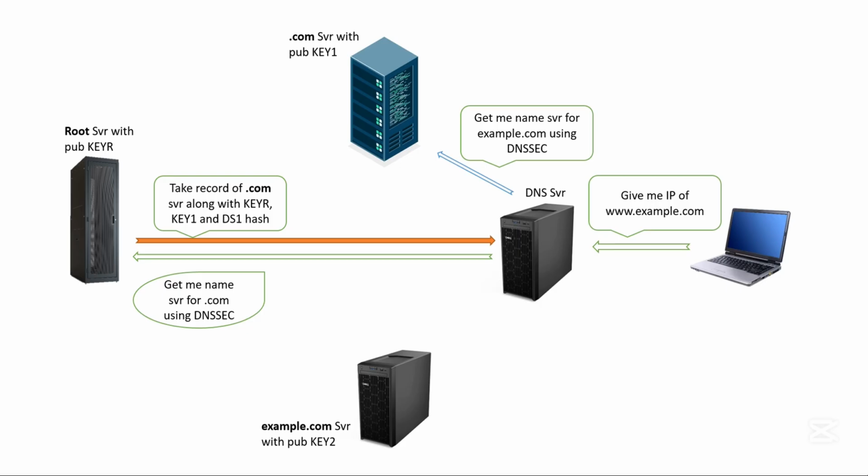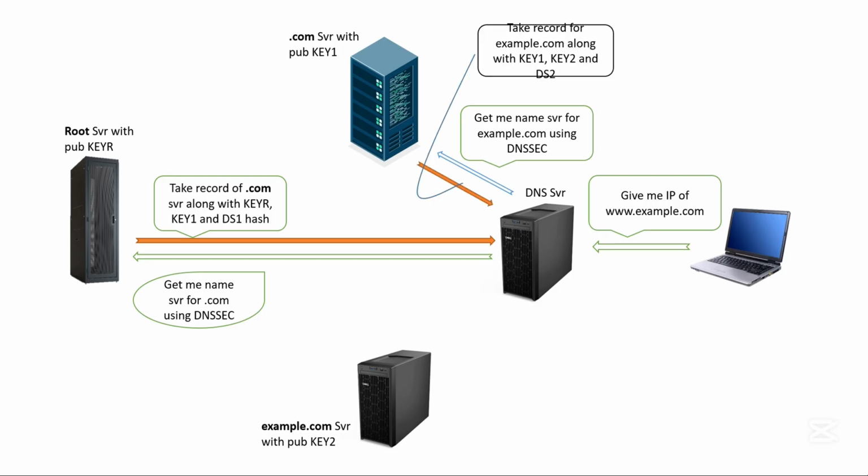Get me the name server for example.com using DNSSEC. So now it's asking for the name server for example.com. Recall that in the first query sent to the root server, it didn't say example.com. It said, get me the name server for .com so that I can get my records. Now it's asking for example.com. So the top level domain authoritative server now says, take the record for example.com along with these other DNSSEC parameters, again, like the previous one.